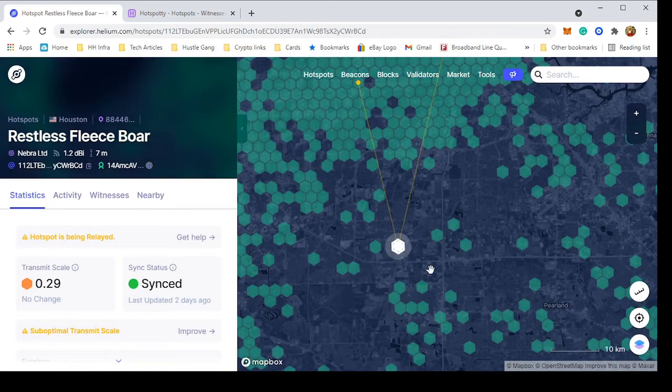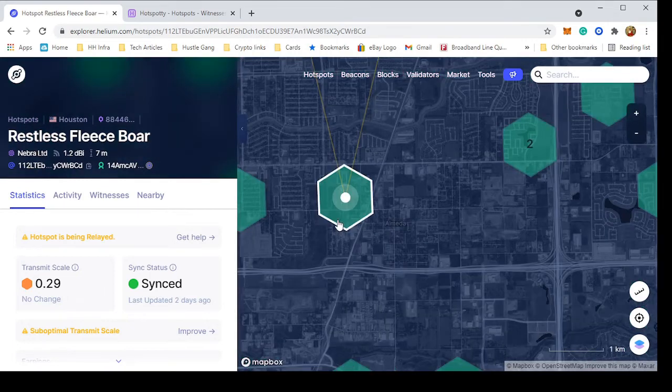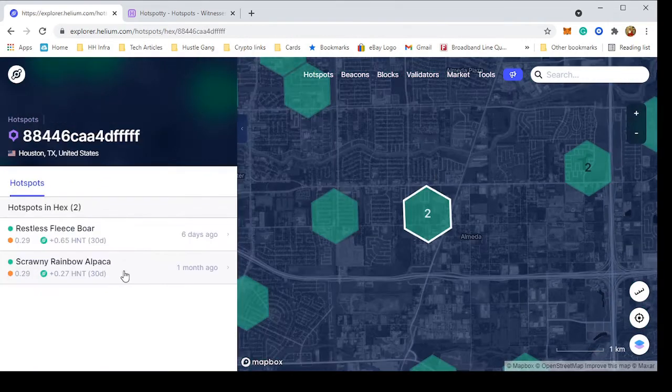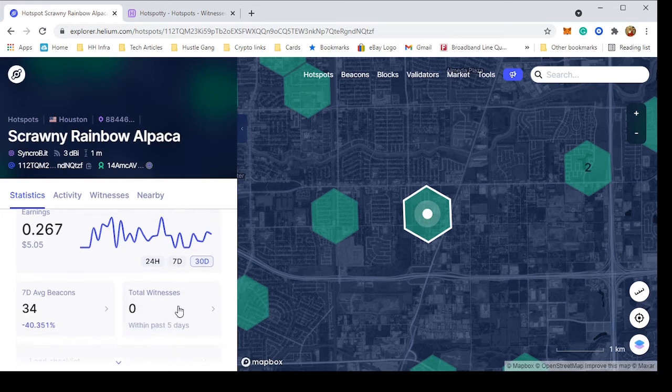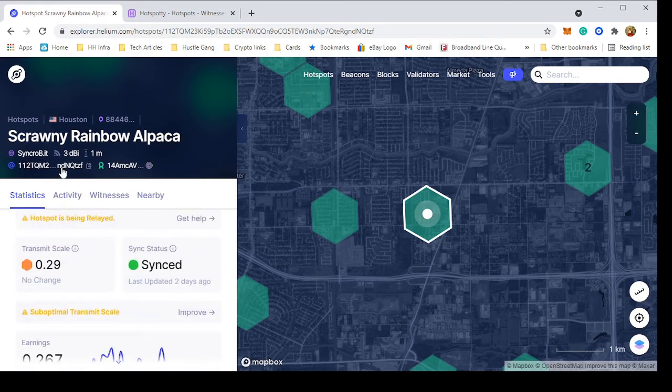Because right now, that wouldn't really be something I would look at being feasible long term. 0.01, 7 days, 0.04, 30 days, 0.267. All right, so these are people who need a little bit of help. That's a 3 dBi antenna on a SyncroBit.